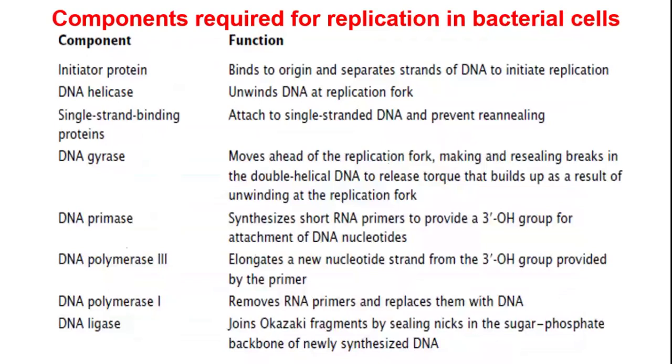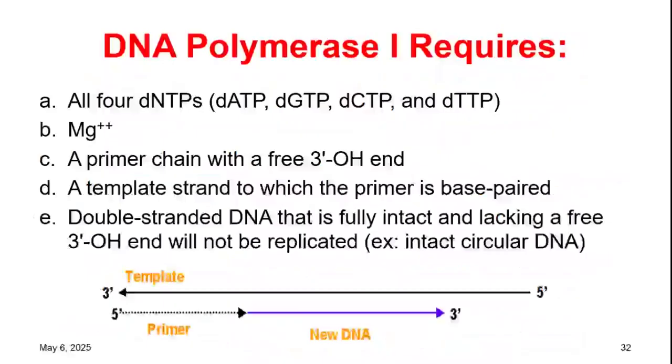Then the components required for replication in bacteria are also here: initiator protein, DNA helicase, gyrase, DNA primase, DNA polymerase 1, and DNA ligase that will join Okazaki fragments and so on. So you take some time to look at that.